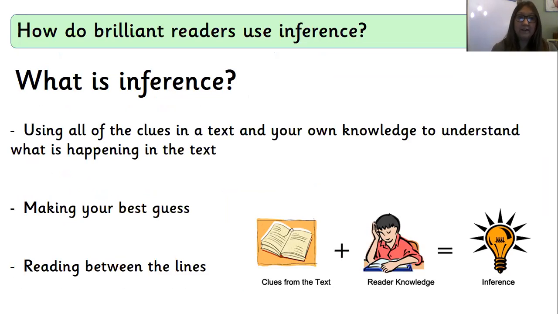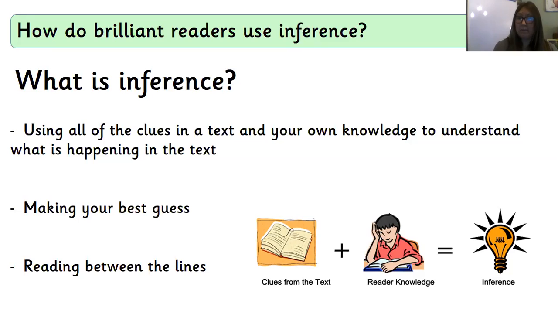So it's time now to look at today's question. How do brilliant readers use inference? First of all, we need to remind ourselves what inference is. Now, I'm sure at school you remember getting out your reading detectives magnifying glass, because this skill of inference is where we turn into real detectives. We're going to be using all of the clues in the text and your own knowledge that's already inside your head to understand what is happening. We make our best guess using all of that information, and we do something called reading between the lines, and that's understanding what's happening in the story without actually being told.